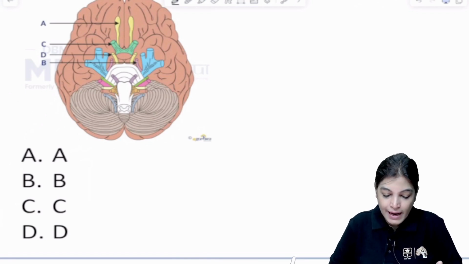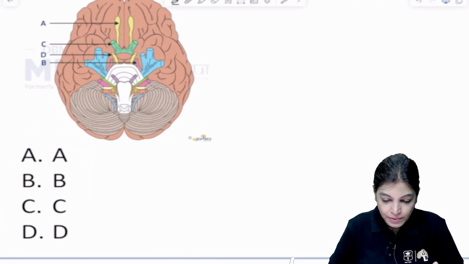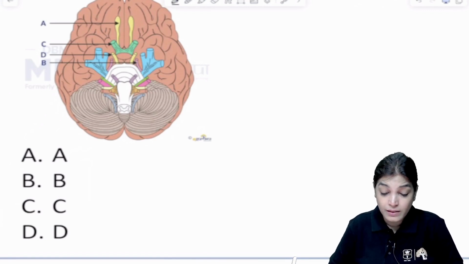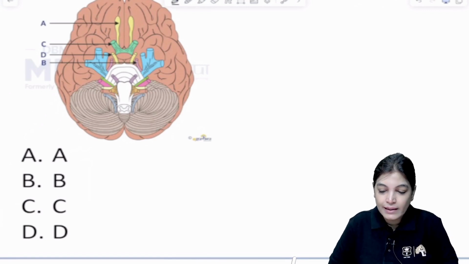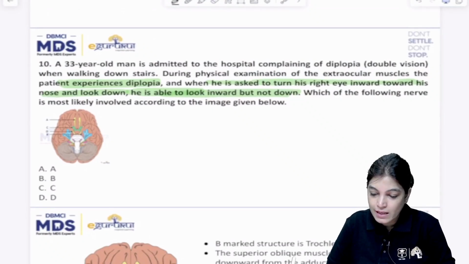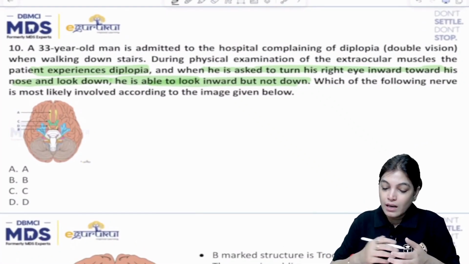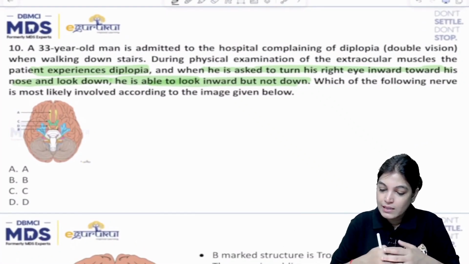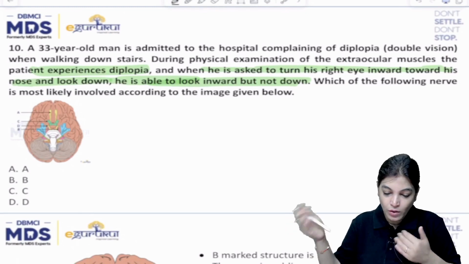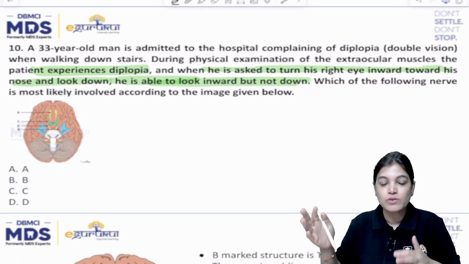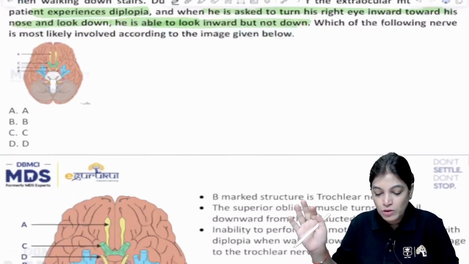So exactly, first we have to identify the nerves, then only we can mark the correct answer. So the features which have been described are double vision, and when he's turning his right eye inward towards the nose and looking down, he is able to look inward but not down. So they are particularly talking about the trochlear nerve.